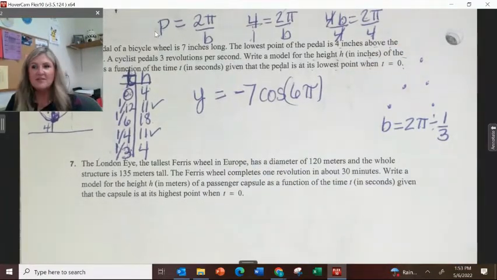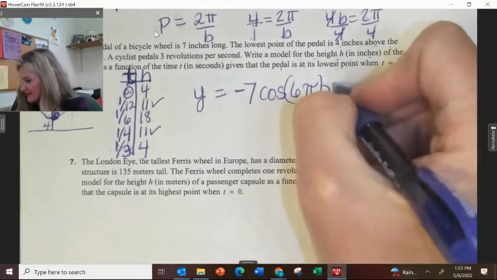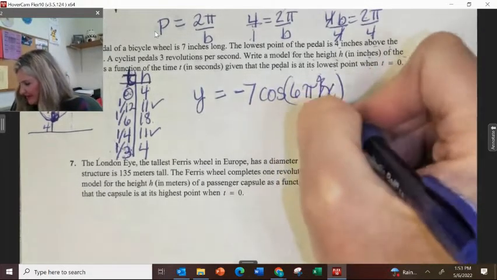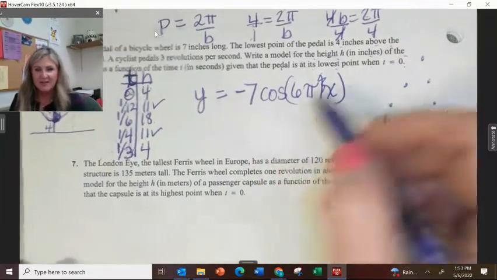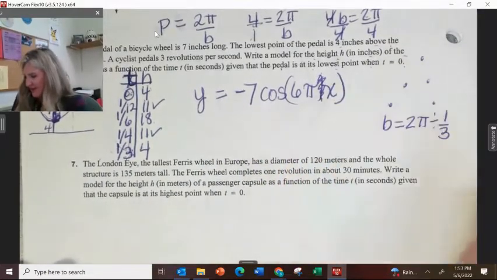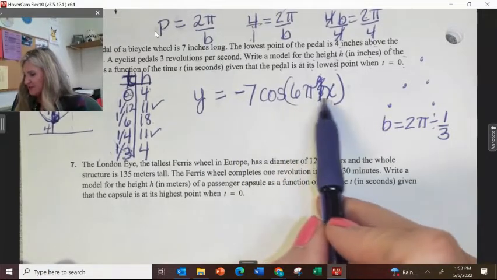Is it plus 4? We need an X. Oh, I do definitely need an X. Thank you. Get rid of that. Actually, I'm going to have to fix this, but for now, we've got this. Ignore that. Okay, we've got negative 7, 6 pi x.